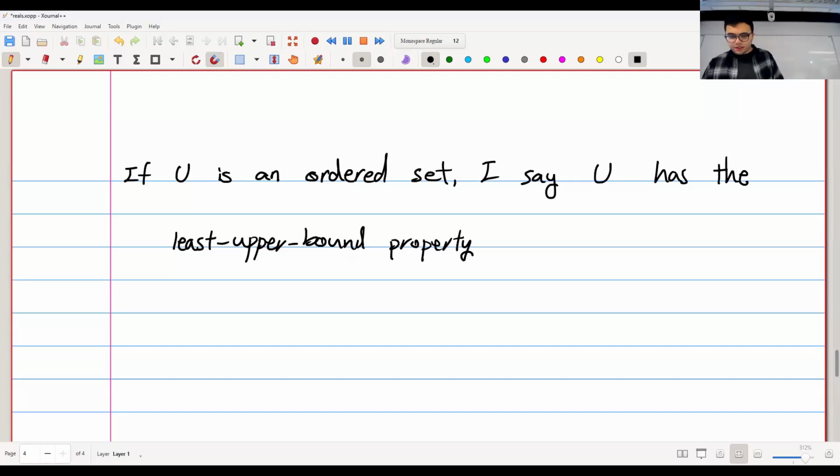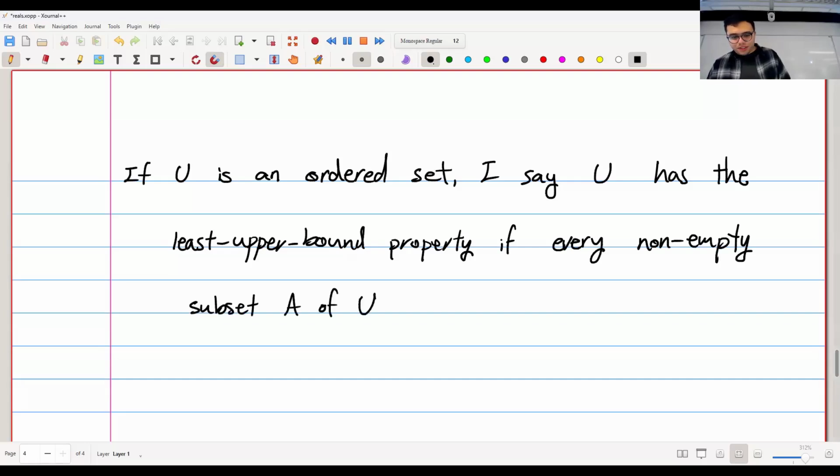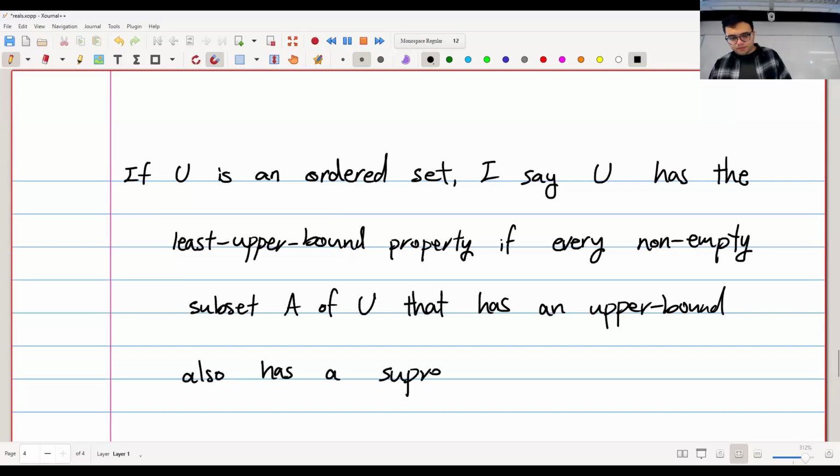If every, well, I have to say non-empty, non-empty subset A of U that has an upper bound also has a supremum. Okay. So this is the least upper bound property, or the supremum property.